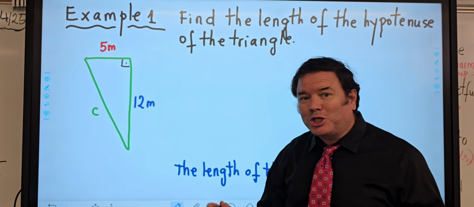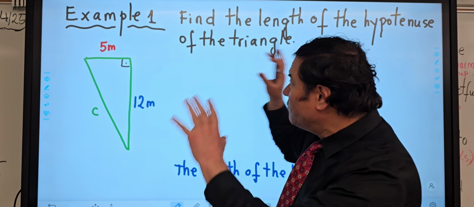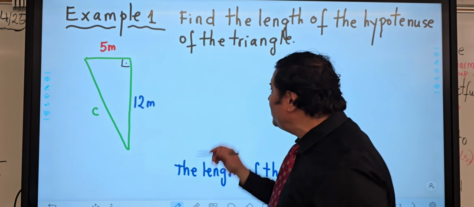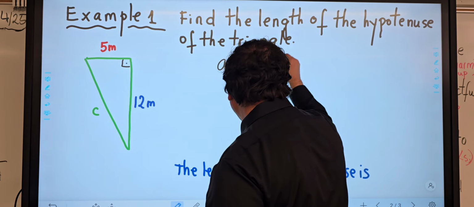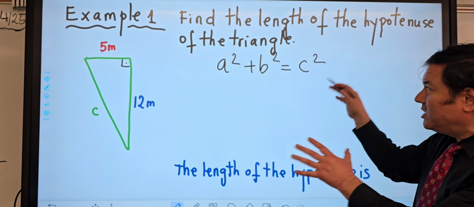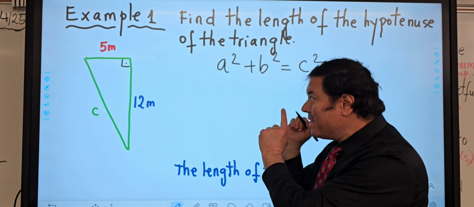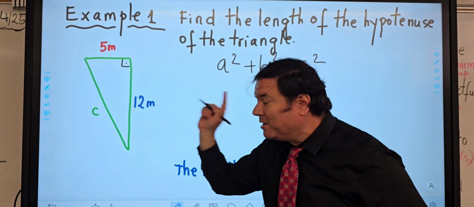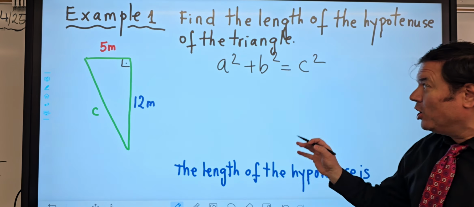Always start with the Pythagorean theorem. We need to write the formula first for this problem. And the formula is A squared plus B squared equals C squared. Remember, this is the Pythagorean theorem, and we are going to use it. We proved it, but now we are going to use it to find the missing side, the hypotenuse C.